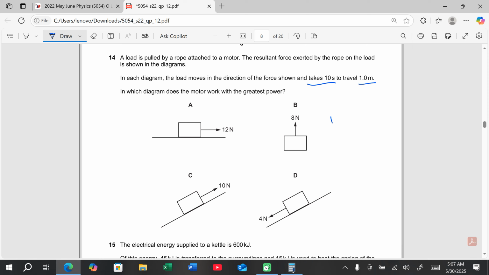So power is equal to energy over time. Energy is force times distance, over time. Now since distance is the same and time is the same, it will depend on the force. The greater the force, the greater the power, so the greatest power is with force A.